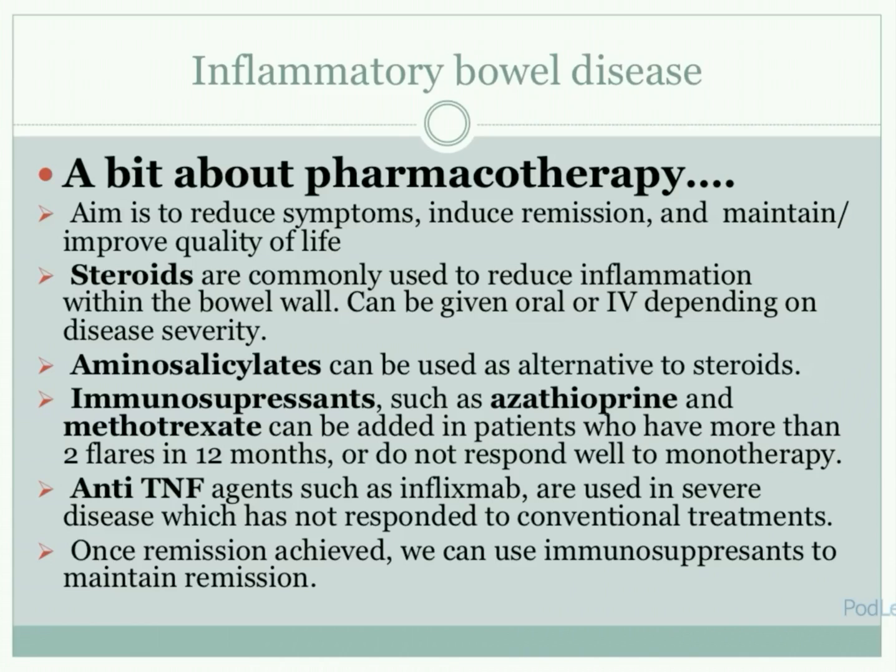We can also use anti-TNF agents such as infliximab, and these are used in severe disease which has not responded to conventional treatments. It's important that quite in-depth discussions are had between family members and the team looking after the patient before starting infliximab, as it has very serious and severe side effects, and it should not be used for a prolonged period of time. Once remission is achieved, we can use immunosuppressants such as methotrexate to maintain remission.